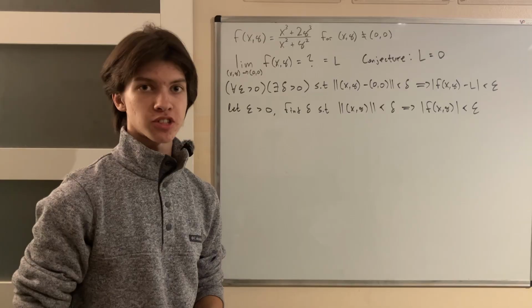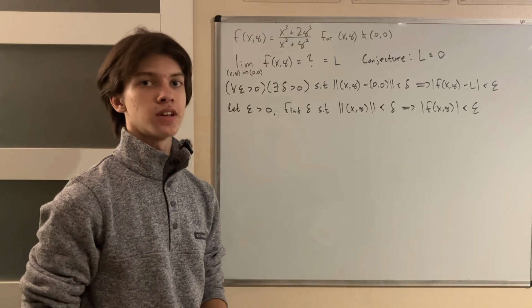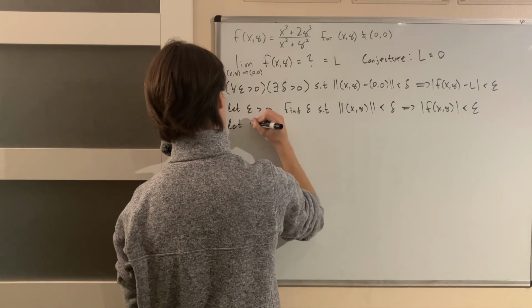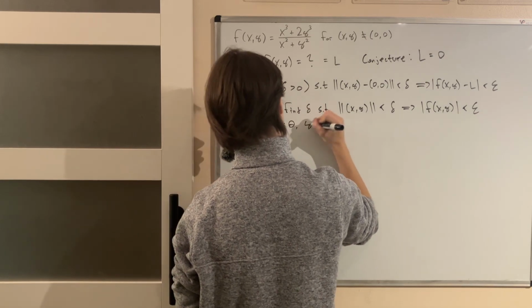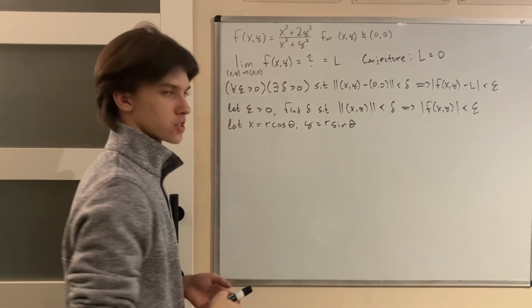Now, to find such a delta, here comes the clever part. We're going to use polar coordinates. So we're going to make a substitution where x is equal to r cosine of theta, and y is equal to r sine of theta. Just our good friends polar coordinates.